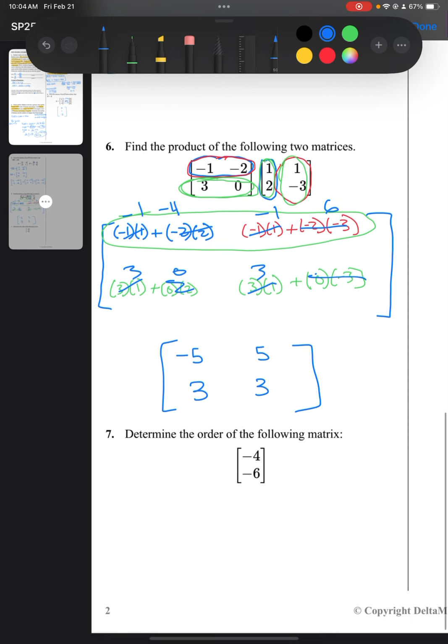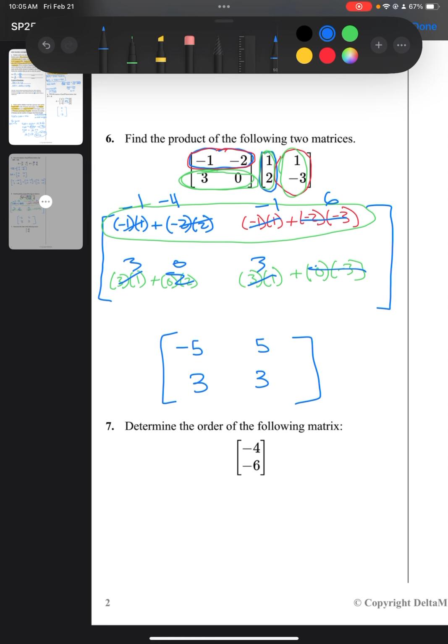Alright, for our final one, number 7, determine the order of the following matrix. When you're determining the order, you're basically going to describe the shape of the matrix. In describing a matrix, it's rows by columns. It has to be in this order. You cannot switch it because it can mean different things. This is how you know, when you're given an order, the shape of the matrix without even seeing it. So for this one, rows by columns, there's 2 rows and 1 column.